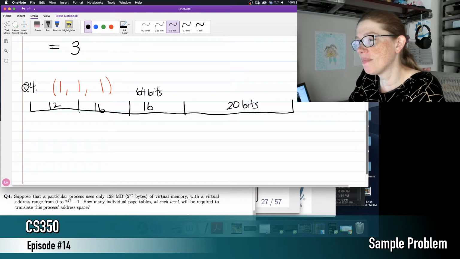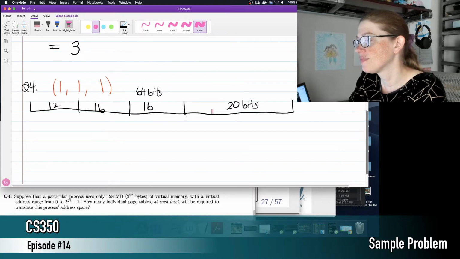Now, I'd like to point something out here. Let's use a nice highlighter. Let's use a good mathy pink.